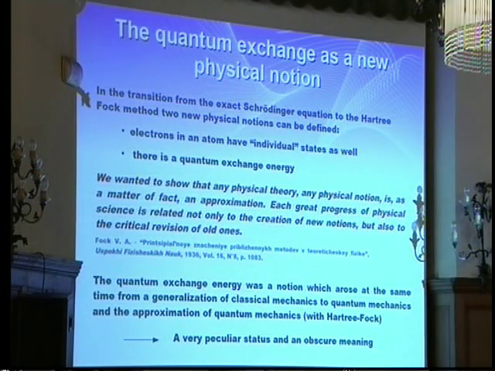The quantum exchange energy was both a notion which arose from the generalization of classical mechanics and the approximation of quantum mechanics. This notion had a very precarious status, and its meaning appeared very obscure to many physicists. If you remember the initial definition I gave of it, saying that it is an energy produced by the interchange of two identical electrons, you can guess that it is actually not satisfactory at all, and the physicists knew that.